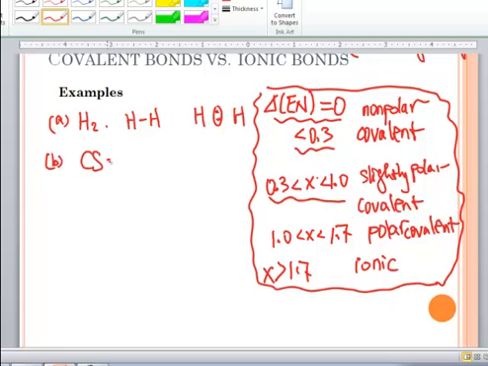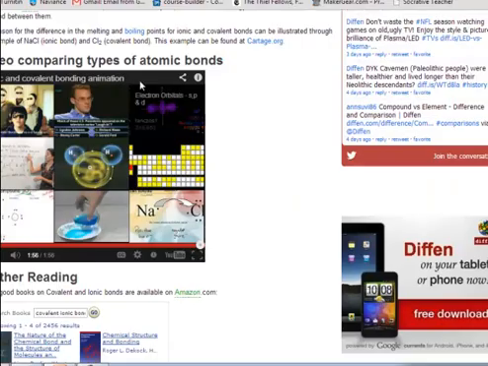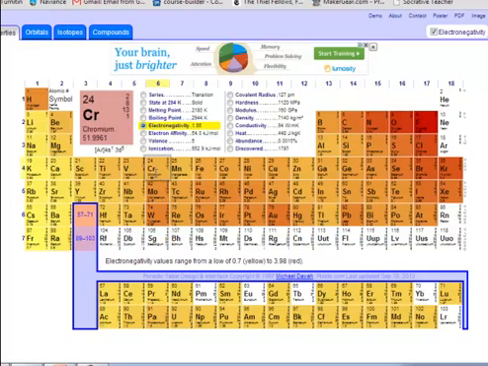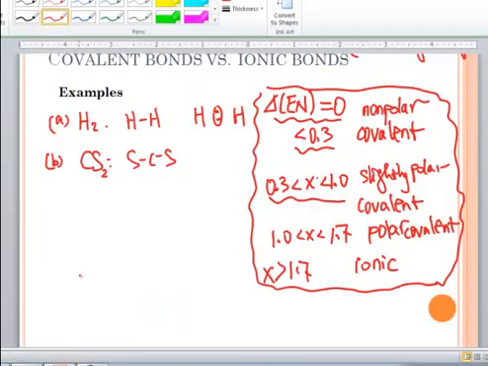Let's take a look at another example, CS2. Later on you're going to learn this is called carbon disulfide. You're going to form carbon and sulfur bonds. What we're going to check is the nature of this bond, and we need the electronegativity values. You can call up ptable.com and put it into the properties. If I highlight the electronegativity and check carbon, carbon is 2.55, sulfur is 2.58. So the delta EN, the difference in electronegativity, will be 2.58 minus 2.55 equals 0.03.